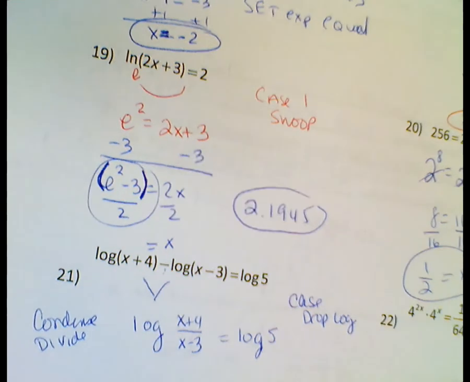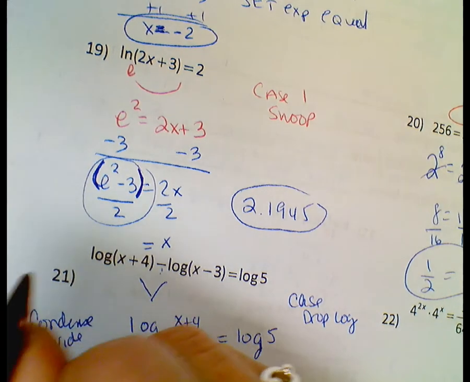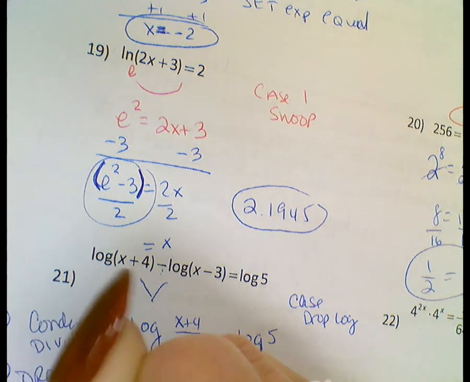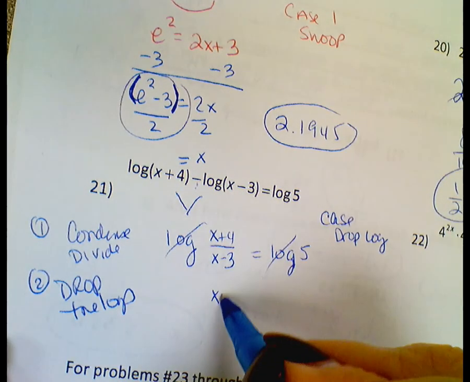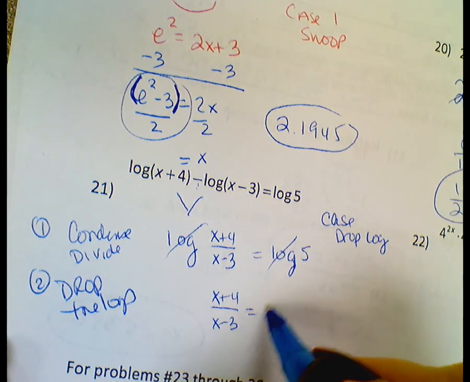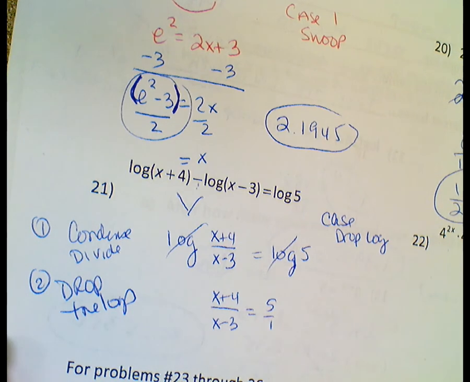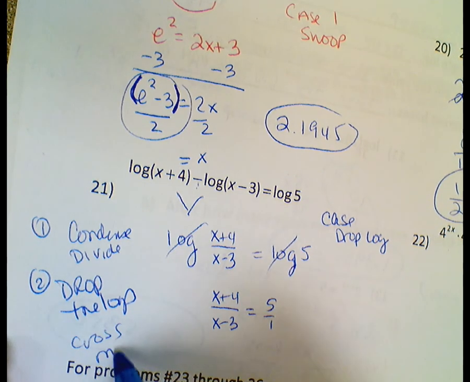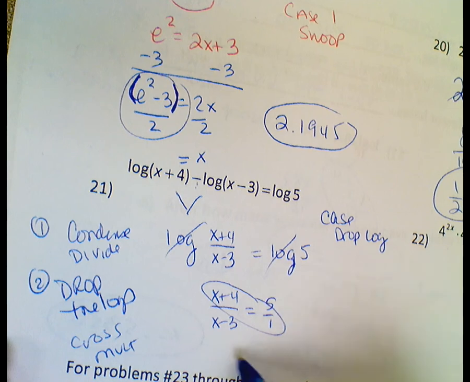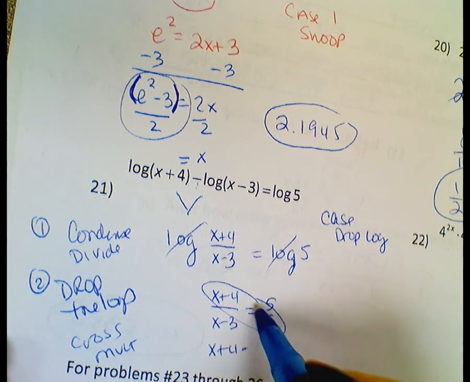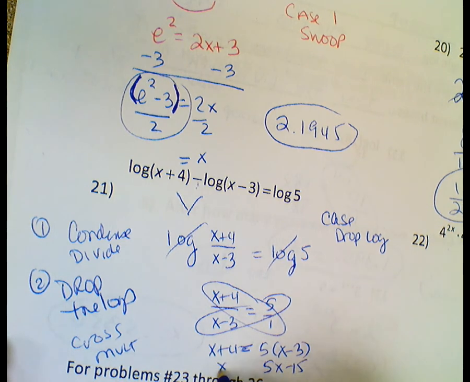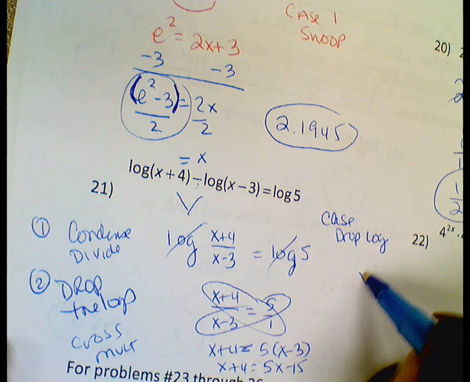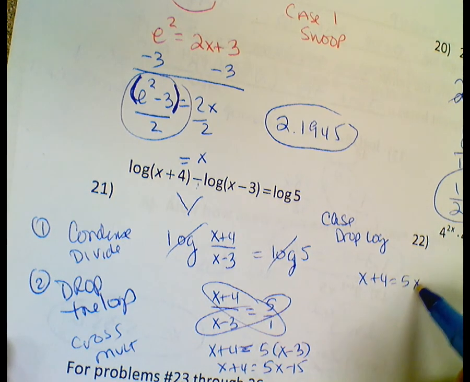So our first step was to condense. Second one is to drop the logs from each side. So once you have a single log from each side, drop the log. Take x plus 4 over x minus 3 equals 5. And we're going to cross multiply. So this is x plus 4 equals, I'm going to distribute 5 with x minus 3. So that's 5x minus 15. I'm going to write that up here. I'm out of room. So x plus 4 equals 5x minus 15.